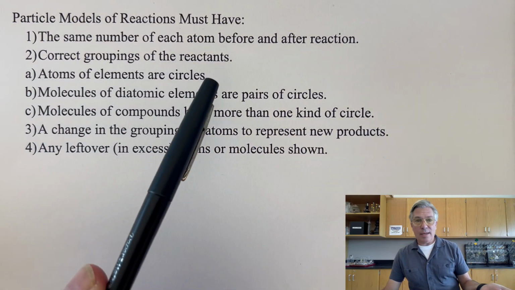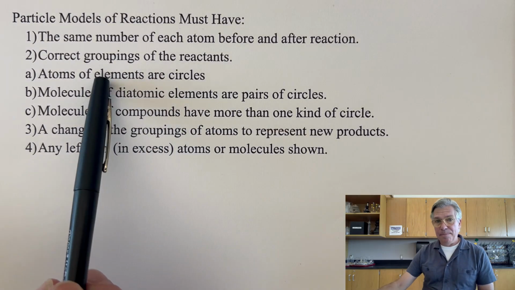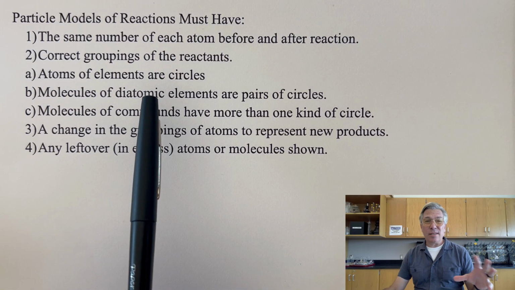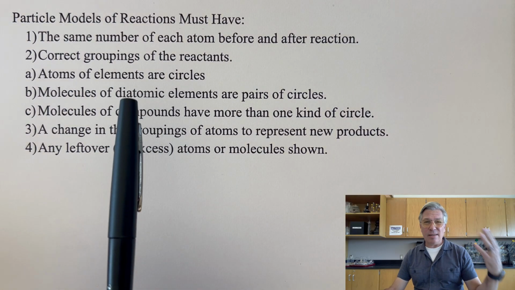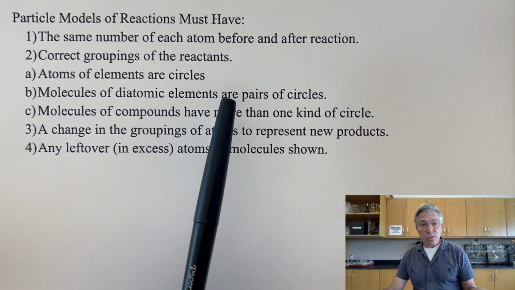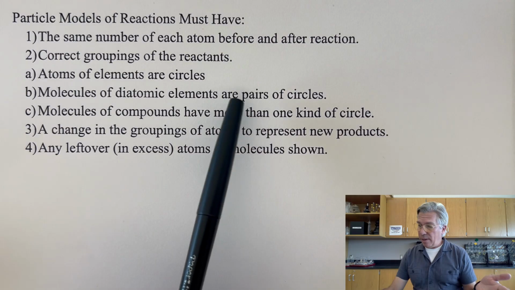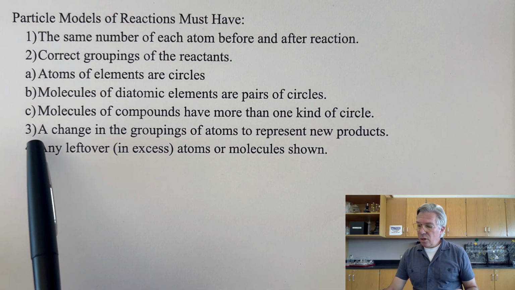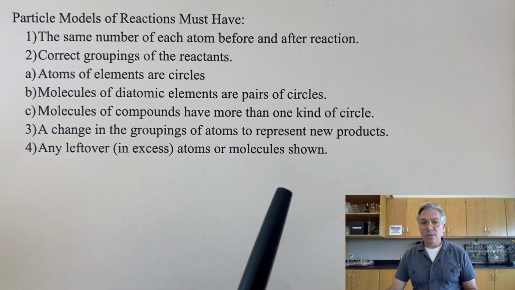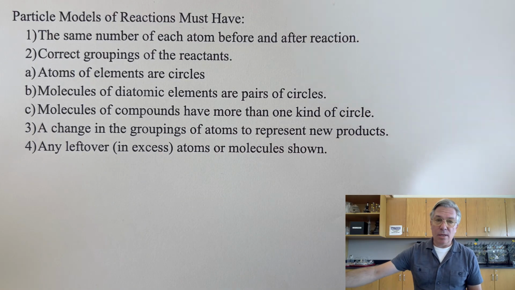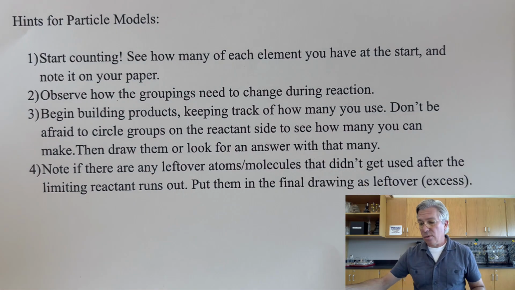Correct groupings of the reactants. So if it's an atom of an element, those are just going to be single circles. Sometimes you'll see entire polyatomic ions as a circle. You kind of have to just interpret what's there. Molecules of diatomic elements are pairs of circles, so keep track of those and make sure to put them that way. Molecules of compounds have more than one kind of circle. It should show a change in the groupings of atoms to represent new products, and any leftover or excess atoms or molecules that are shown. And again, you might have to just mark up the paper, just circling the groupings.